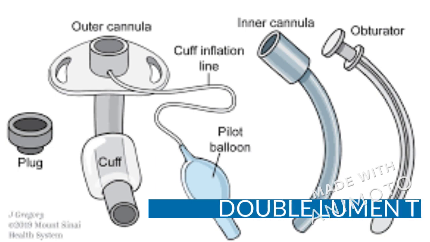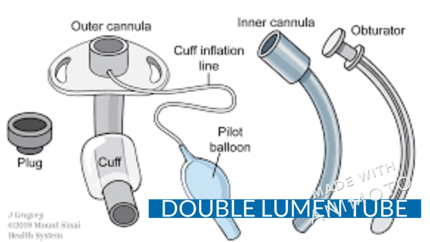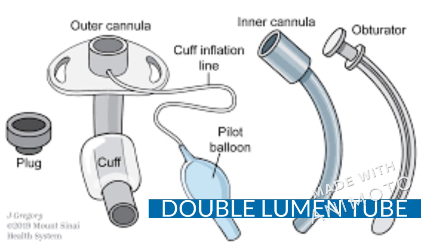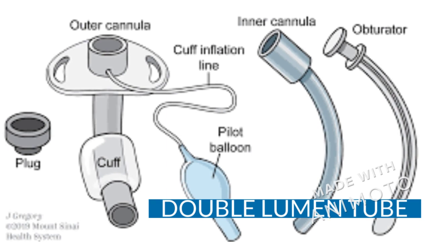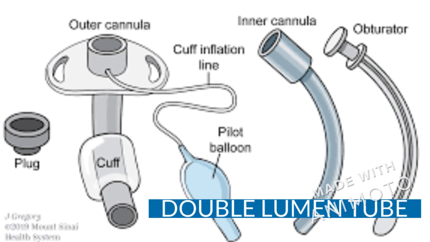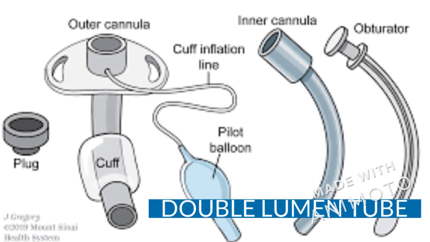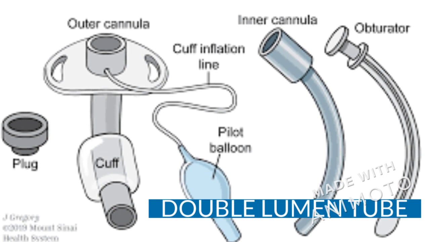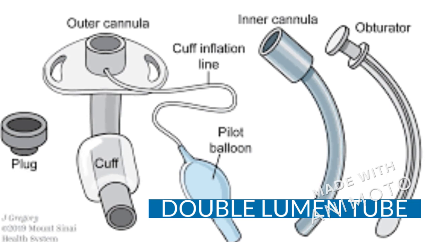The first type of tube is a double lumen tube. It has four parts: the outer cannula, inner cannula, an obturator and a cuff. The outer cannula fits into the stoma and keeps the airway open. The inner cannula fits into the outer cannula and locks into place, and it also serves as the path for respiratory therapy equipment. An obturator is a stylet that is used to facilitate the direction of the tube while inserting or changing your tracheostomy, and the cuff inflates and seals the airway.